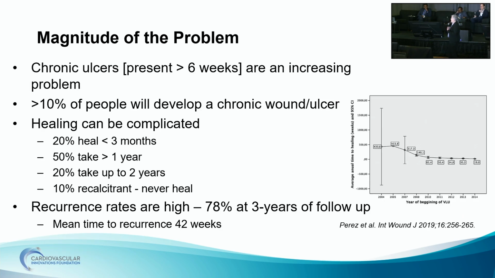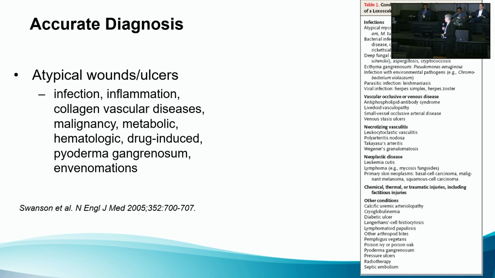So when we talk about non-healing ulcers, or ulcer healing in general, what we have to realize is that while about 1 in 5 ulcers heals in a typical 3-month period, more than half take over a year, 20% may take up to 2 years, and 10% are considered recalcitrant. So while wound healing is always our goal, sometimes ulcers don't heal the way we expect them to. With that being said, there are certain things we have to do to make sure we are doing all we can for these patients.